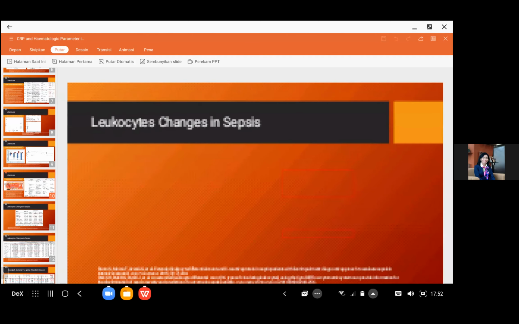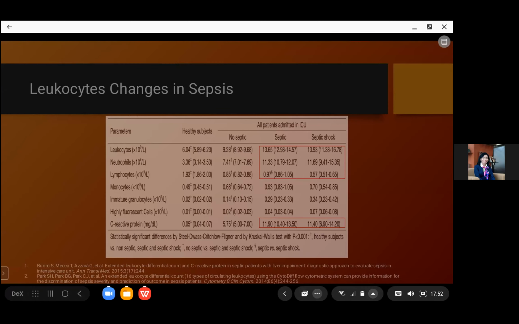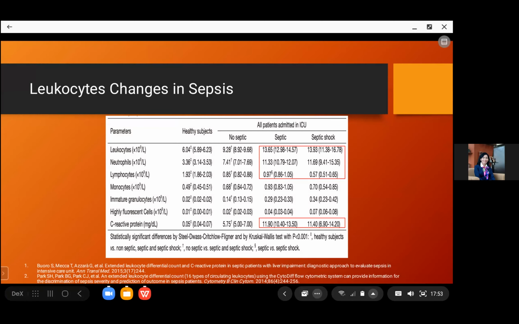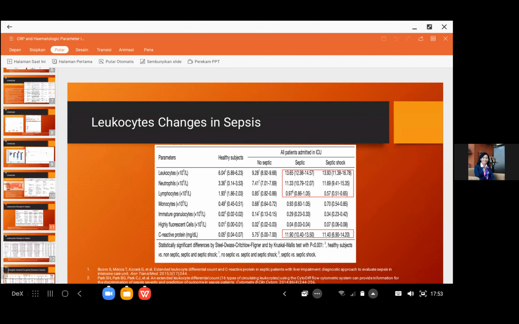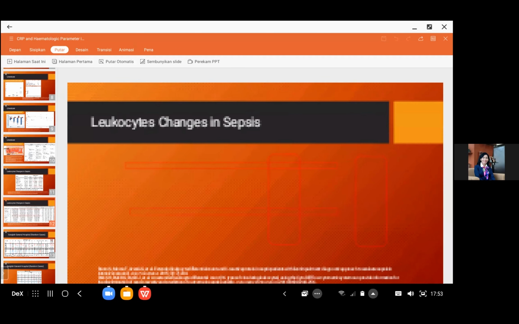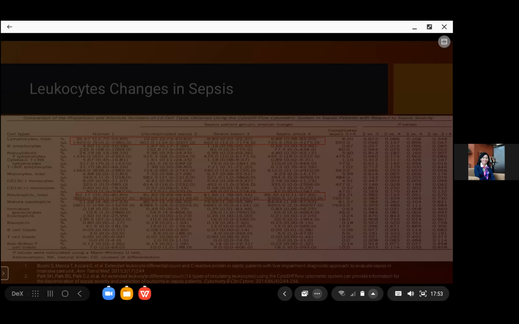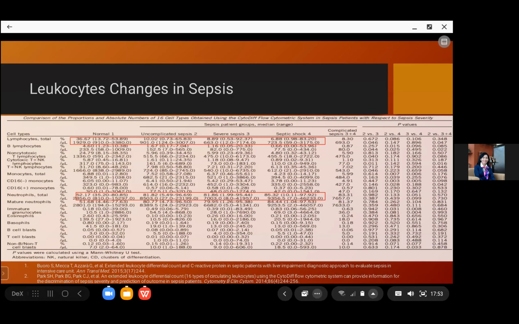And this research shows that all patients admitted to the ICU showed an increased number of leukocytes, neutrophils, and increased level of CRP, but decreased number of lymphocytes. And this research shows the increased number and percentage of neutrophils and decreased number and percentage of lymphocytes.